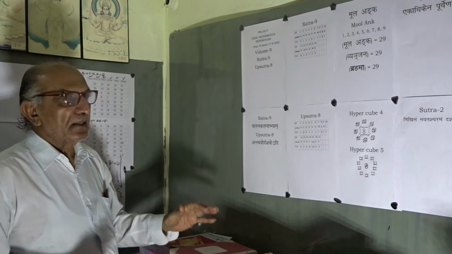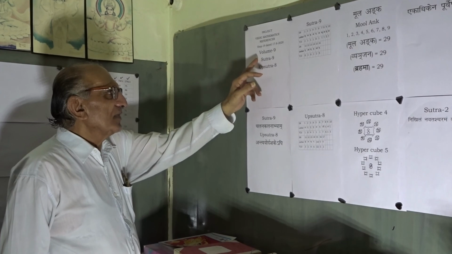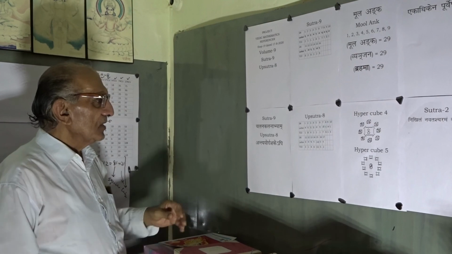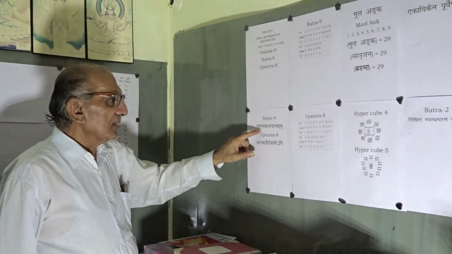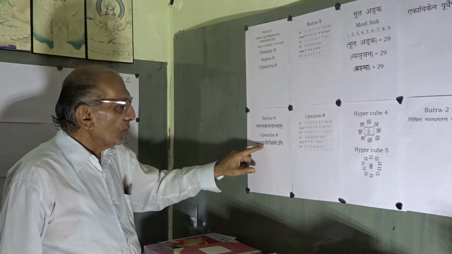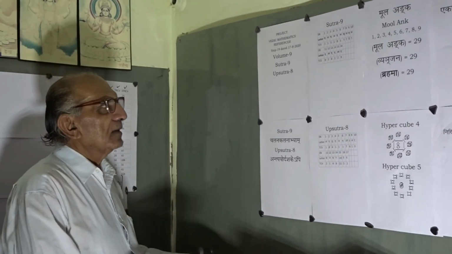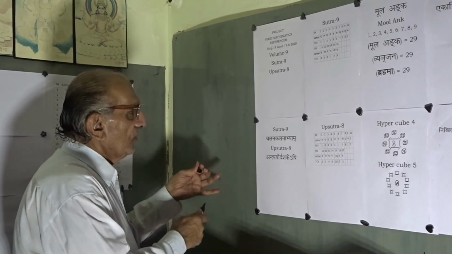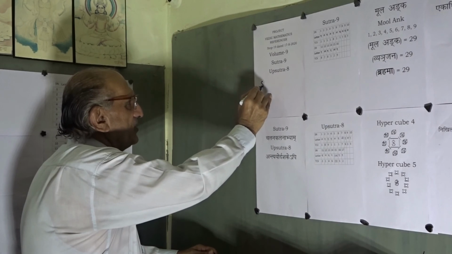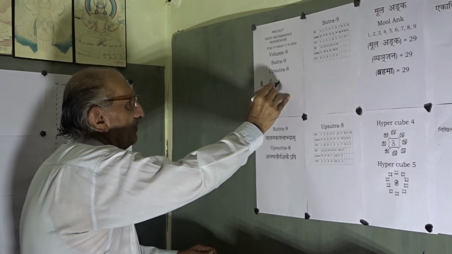Our focus today is on Volume 9, which is about the mathematical domain of Sutra 9 and Upsutra 8. Sutra 9 is Chalana Kalanabhyam and Upsutra 8 is Antyayor Dashake'pi. Here, in this context, we must focus on the numbers 8, 9 and 10.